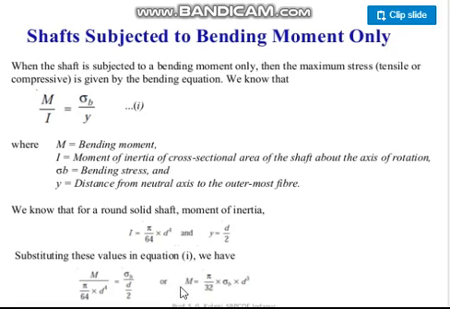This is the second most important equation in shafts. First equation is T is equal to pi by 16 tau d cube, and second equation is M is equal to pi by 32 sigma b d cube. See, here instead of T it has become M. Instead of 16 it has become 32. Instead of tau it has become sigma b. All the other things are the same. So this is the second most important equation. You remember this.